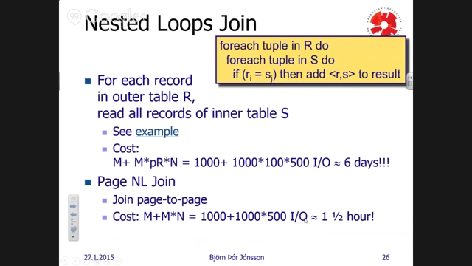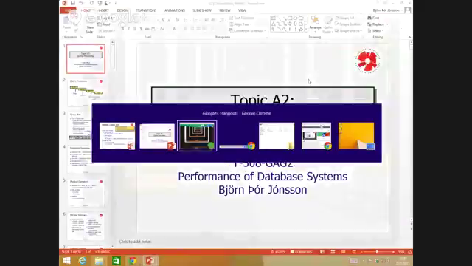Okay, so a nested loops join. It's basically very simple. For each tuple in one relation, we go through the other relation, and if their search keys match, then we add them to the result. Fair enough. You can see the program here in pseudocode. This is what we do. So there's an example.